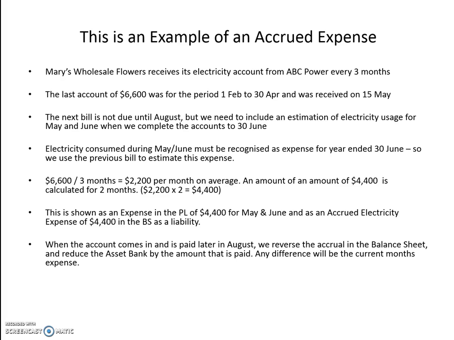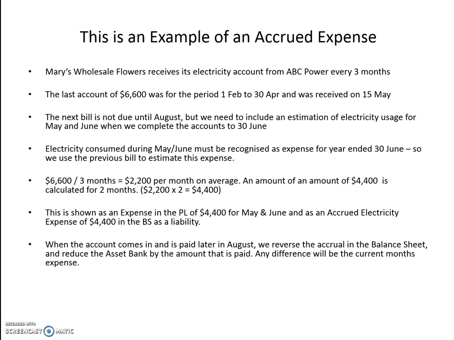Electricity consumed during May and June must be recognised as an expense for the year ending 30th of June, so we use the previous bill to estimate this expense. So, taking $6,300 dividing it by the 3 months gives us $2,200 per month on average. An amount of $4,400 is calculated for the 2 months. This is shown as an expense in the profit and loss of $4,400 for May and June, and as an accrued electricity expense of $4,400 in the balance sheet as a liability.